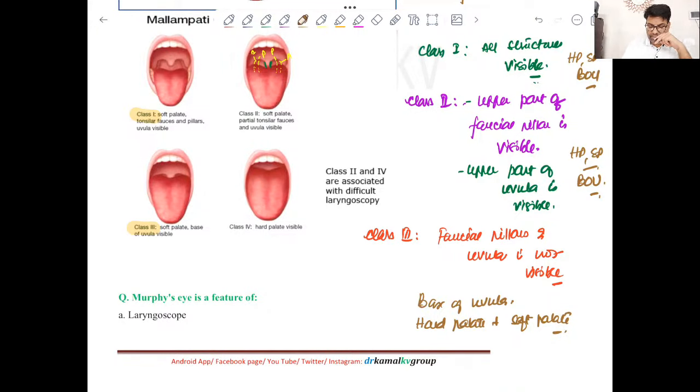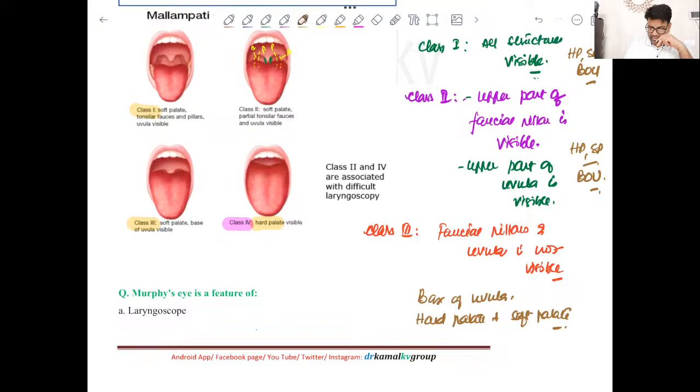Now what we will see in class 4? We will not see even the base of uvula and we will not see even the soft palate. We will only see the hard part of the palate, that is the hard palate. So in class 4 we will see only the hard palate. Clear? It means the mouth opening is so less that we can only see the hard palate, right?